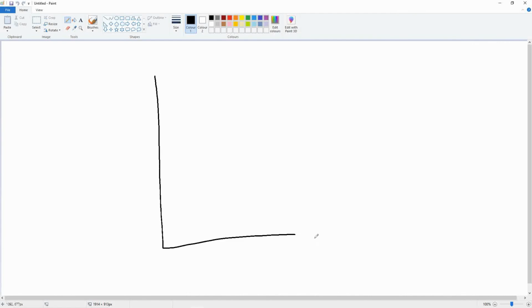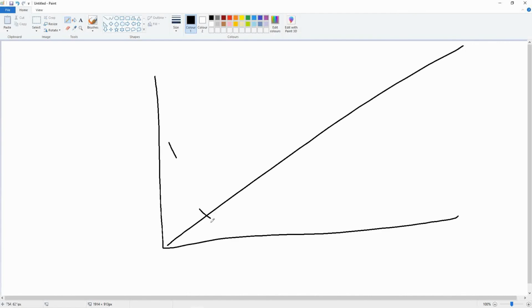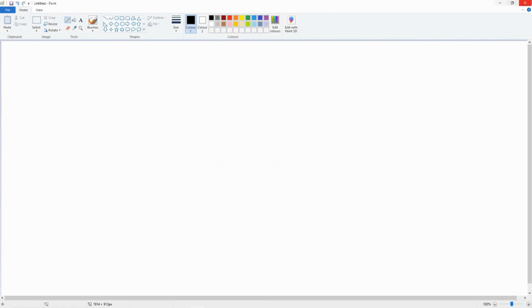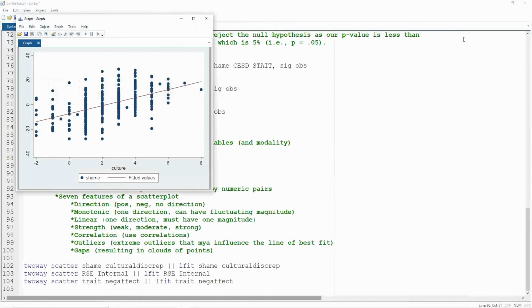However, let's say I had a combination of the two. Perfectly diagonal with my dots all over the place, I would still probably call this weak, because even though that line is really, really strong, it's really not going through many of those dots at all. So it is a bit hard to eyeball and go, is it strong, is it moderate, is it weak? Take your best bet, take your best stab in the dark.